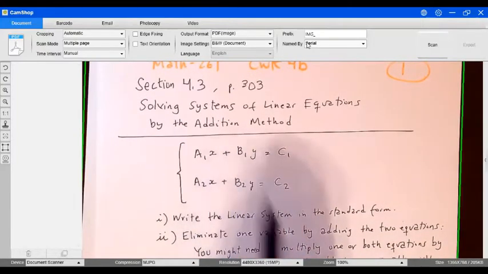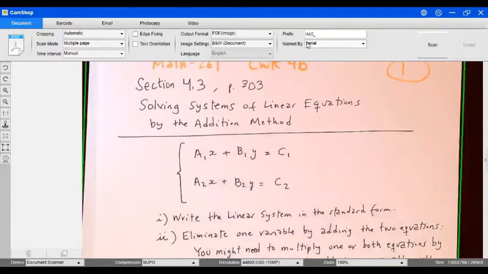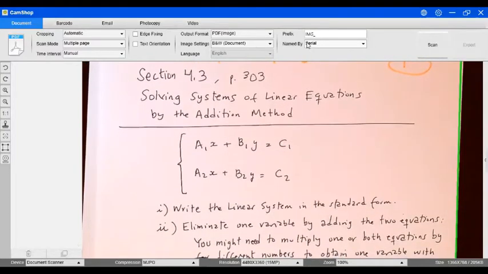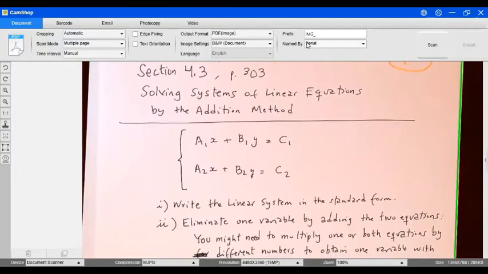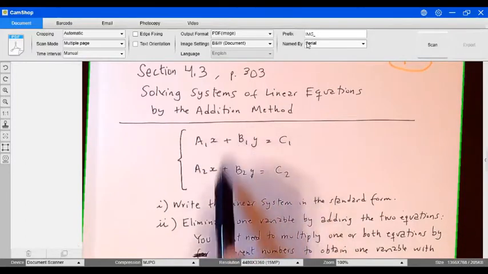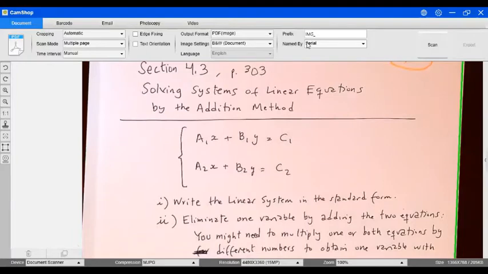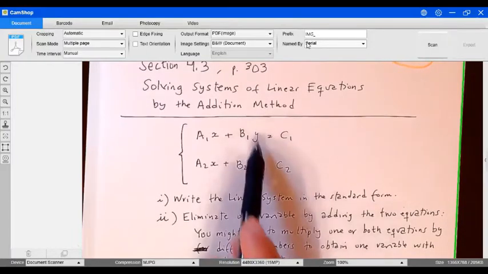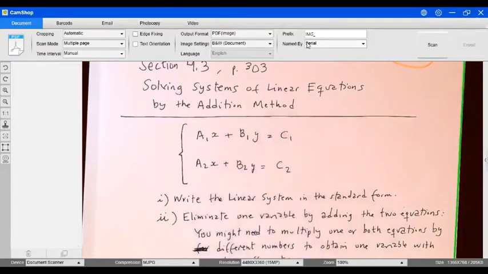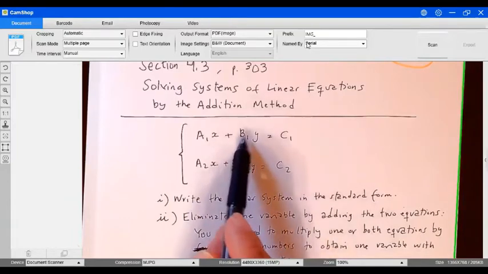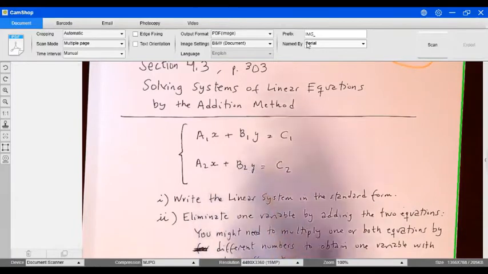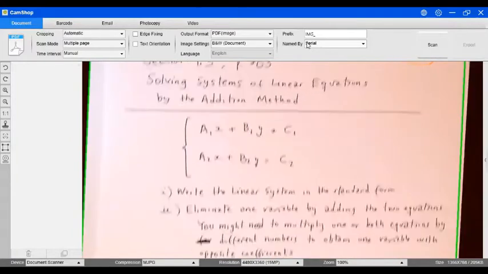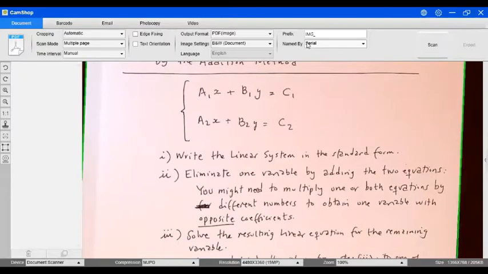When you add the two equations, you should be sure that you end up with only one variable. Sometimes you just need to add the equations and that's it. Sometimes you need to multiply one of the equations or both equations by different numbers in a way that you're going to get one of the variables with opposite coefficients. So if you have, for example, here 3y and you get negative 3y here, then you can eliminate y. Then after the addition, you're going to get a linear equation in one variable. So you're going to solve for the remaining variable.